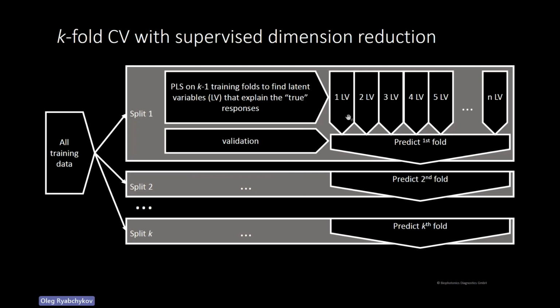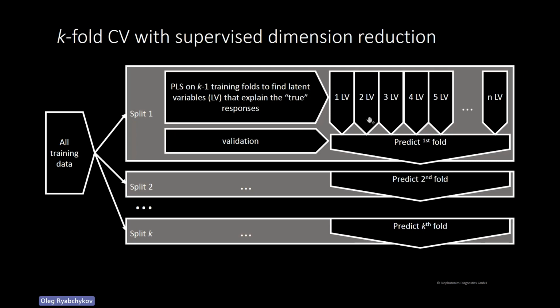In case of partial least square regression, those features are called latent variables. That's why it's written here LV, but it's often also referred to as just components or partial least square components.